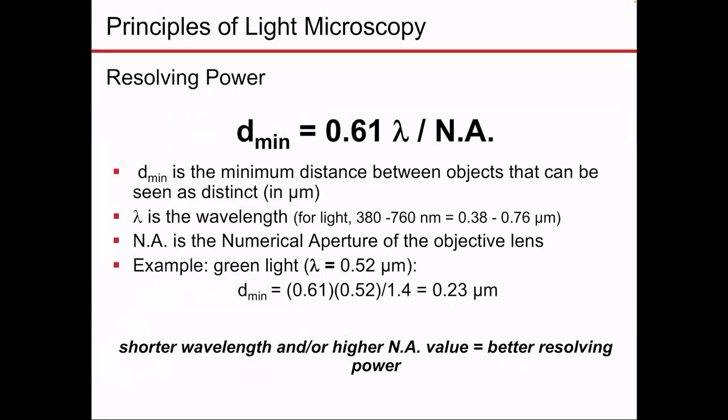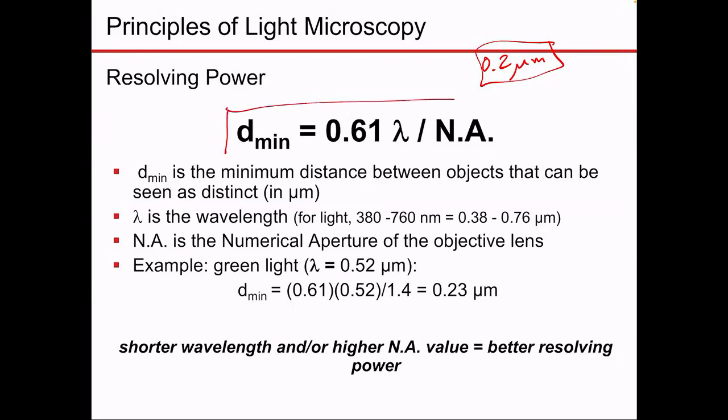I mentioned resolving power early on during the presentation, and I told you we're going to get back to that concept. This slide shows you how you can calculate that value, the 0.2 micrometers we mentioned before for a compound microscope. Where is that number coming from? Well, it comes from this formula that you see right here.